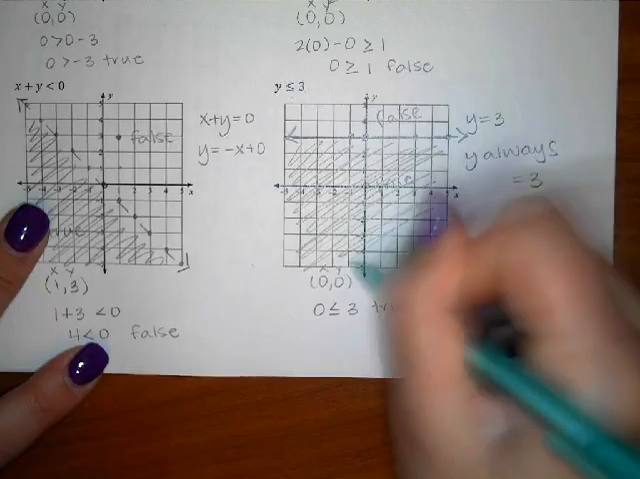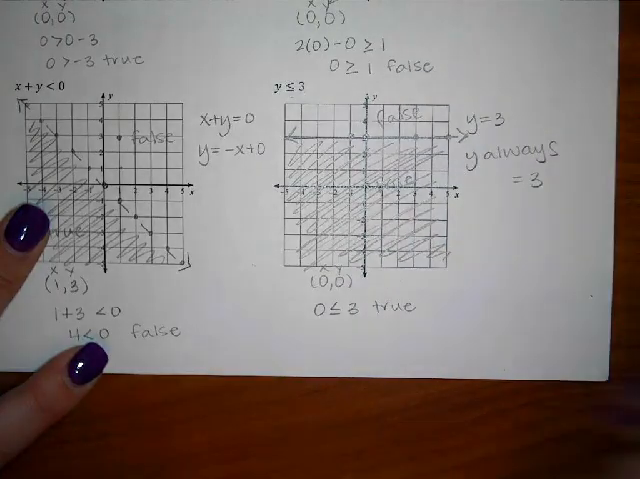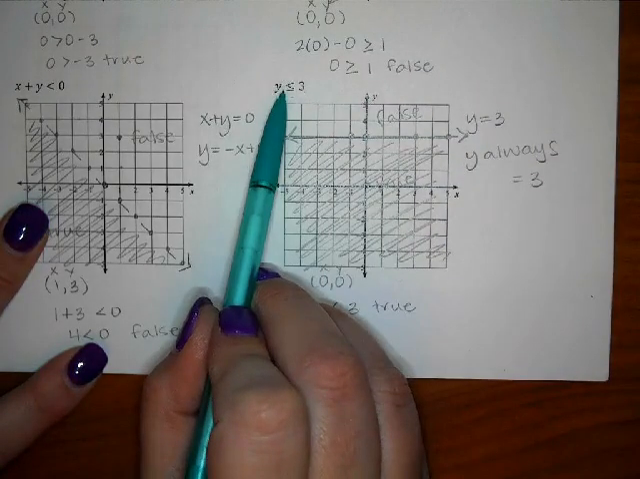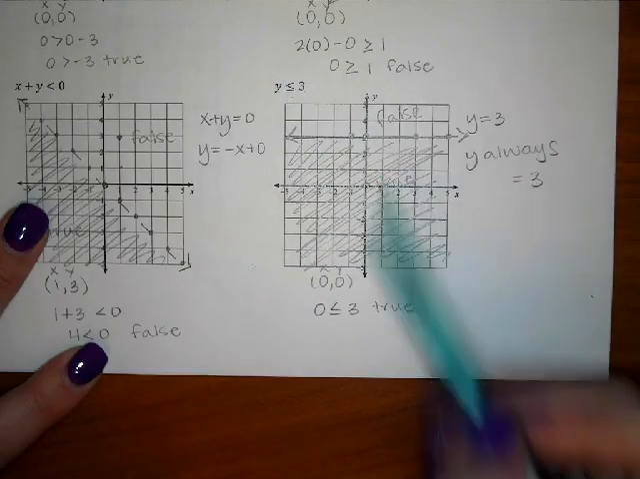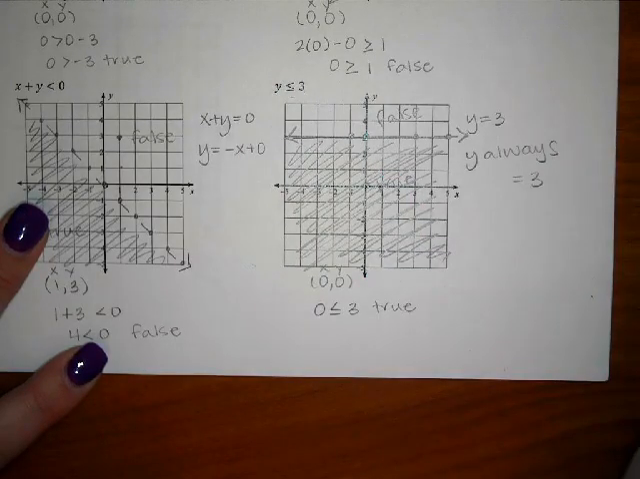And you could also look at that and say, I need to shade where the y values are less than 3, and that would have been under the line. You can do that one too. That one's a little bit more intuitive. Okay, so there are the inequalities.